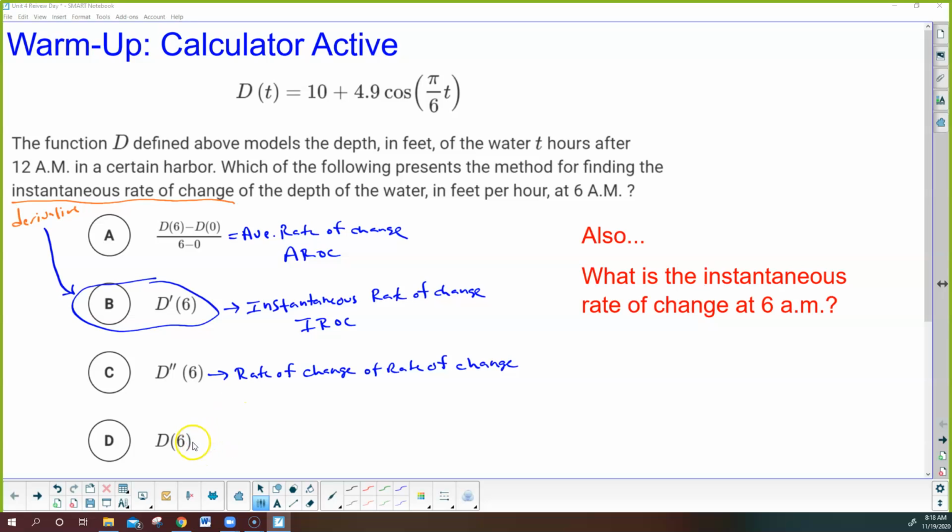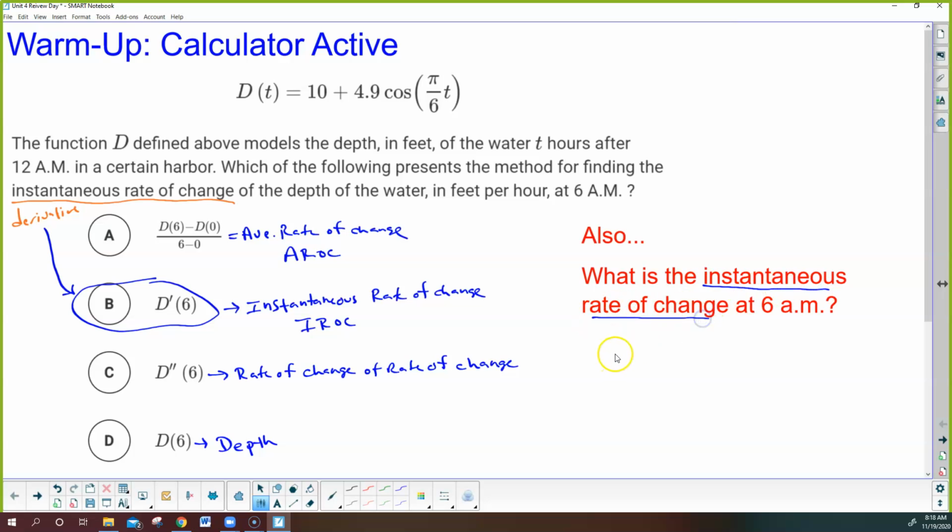And then what is this? Just regular D of 6. That's just plugging 6 into the original function. That's the depth. Or some people like to think of it as your position, right? And if you really want to, this doesn't deal with motion left to right or up and down, but you could think of, here's my position, here's my velocity, and here's my acceleration. And then this is just the average rate of change.